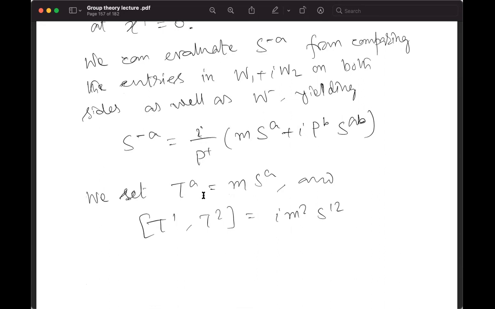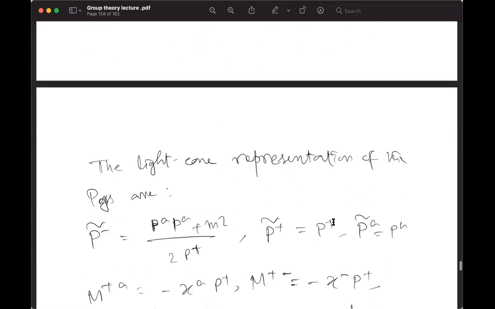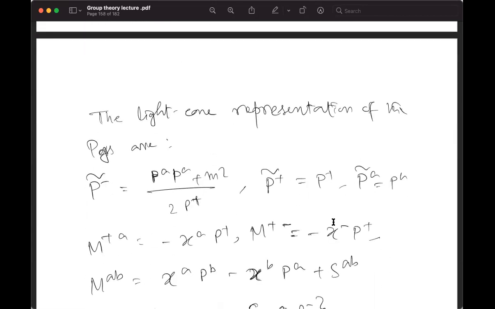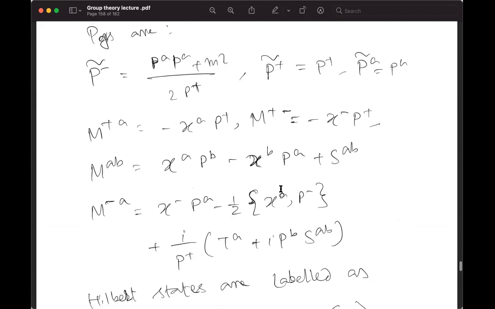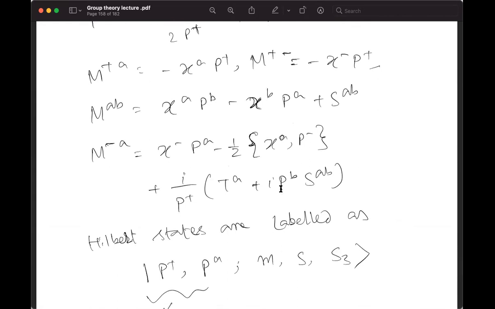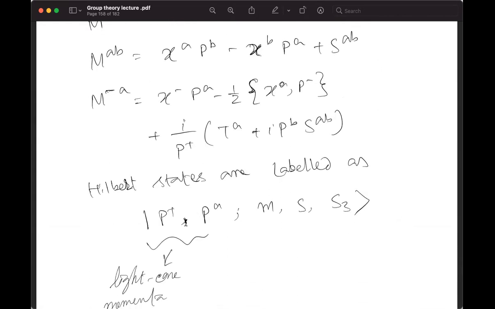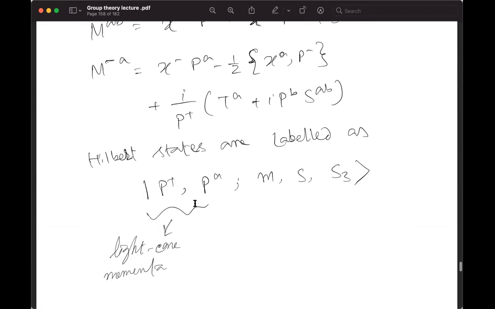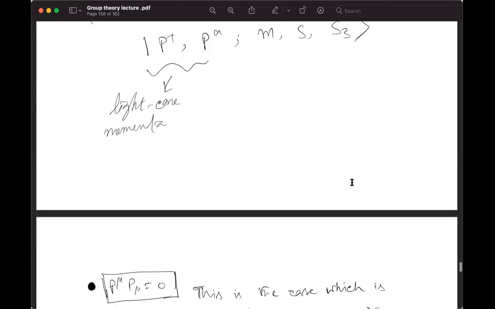We set T^a equal to M S^a, and the commutator of T1, T2 will become i M squared S12. The light cone representation of the Poincare generators are P minus tilde equal to this, P plus tilde is this, and so on for the set of generators. So here, the Hilbert states are labeled by P plus, P^a, the light cone momentum, the mass, spin, and the magnetic quantum number.